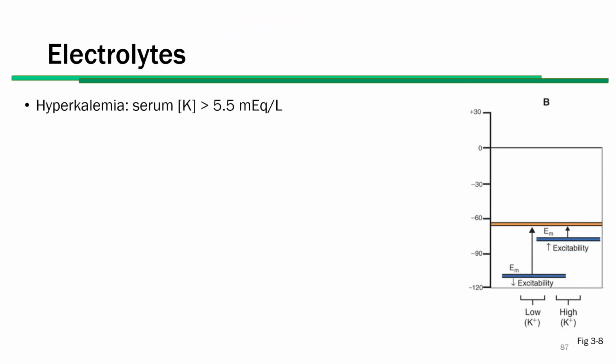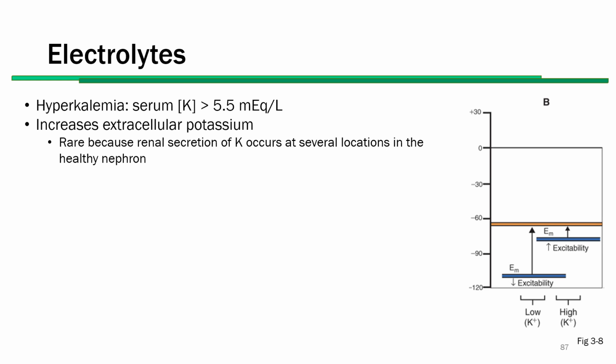Hyperkalemia is a serum potassium over 5.5 milliequivalents per liter. It increases extracellular potassium. It's rare because renal secretion of potassium can occur at several locations in the healthy nephron. So we have a lot of ways to get rid of potassium in the nephron, so unless the kidney's messing up, it's probably not going to happen.